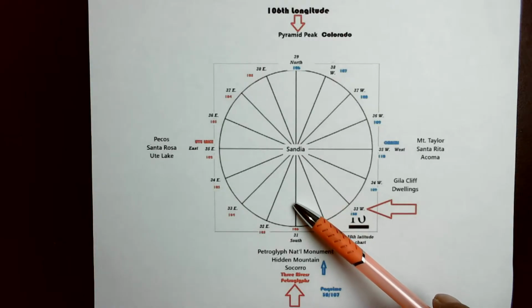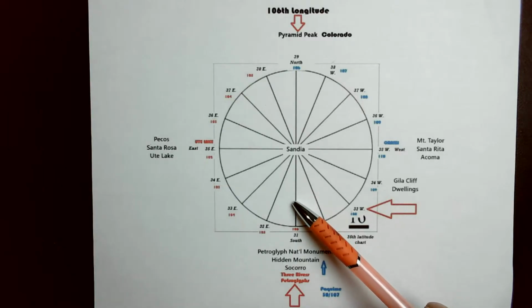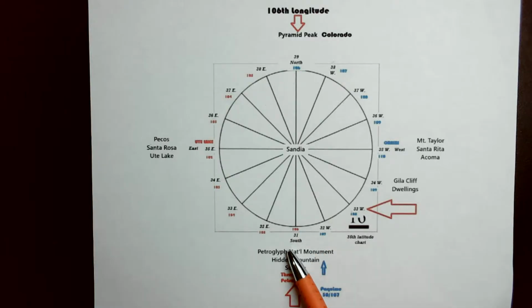And what's at the Three Rivers petroglyphs, which is outside Tularosa, the White Sands area? Three Rivers petroglyphs is located at 106 degrees longitude, and it serves the same purpose for trade, local, continental, or even global. And if you go all the way down here, it says 31 south, right here at 106.